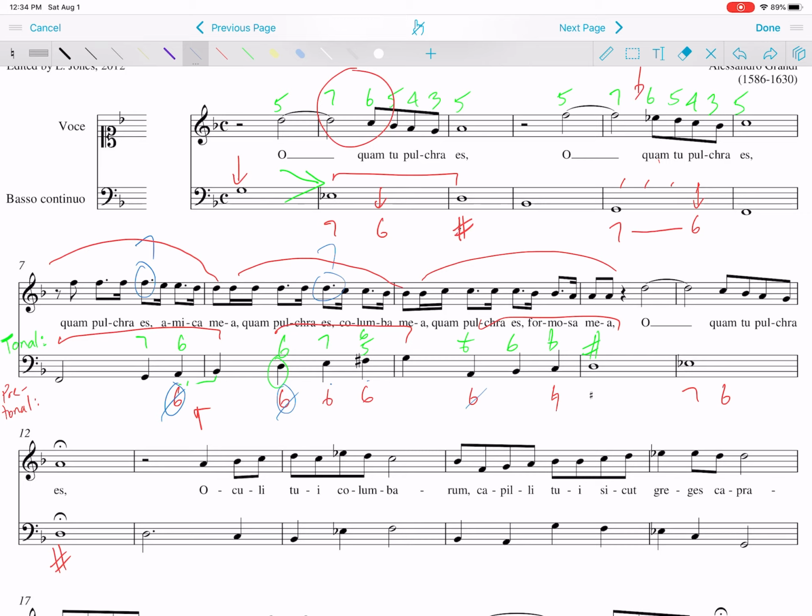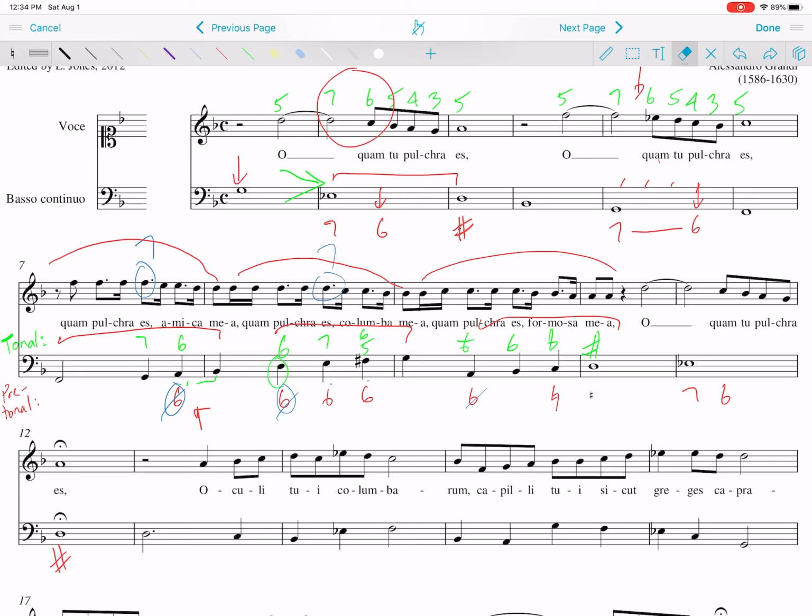So be careful of that. Sometimes we get so caught up turning on our basso continuo figured bass brain that we forget to think about the music. And the music always has to inform what kind of realization you're going to do, and sometimes it changes what chords you play.